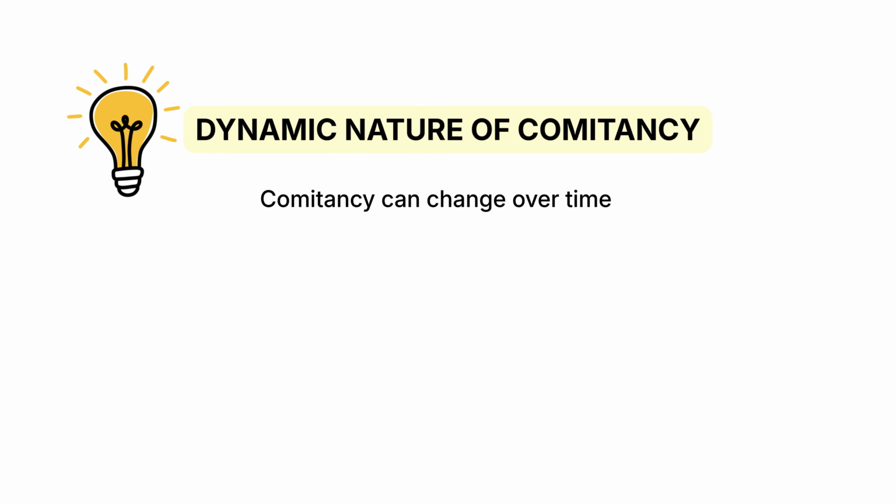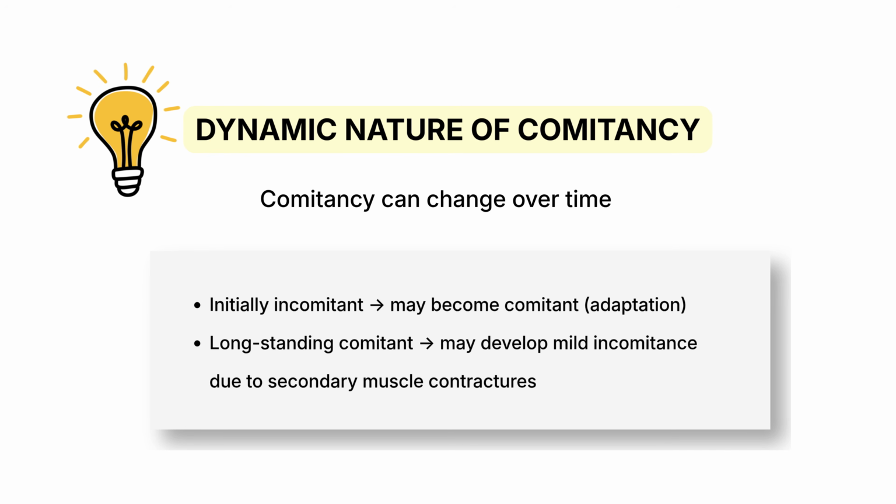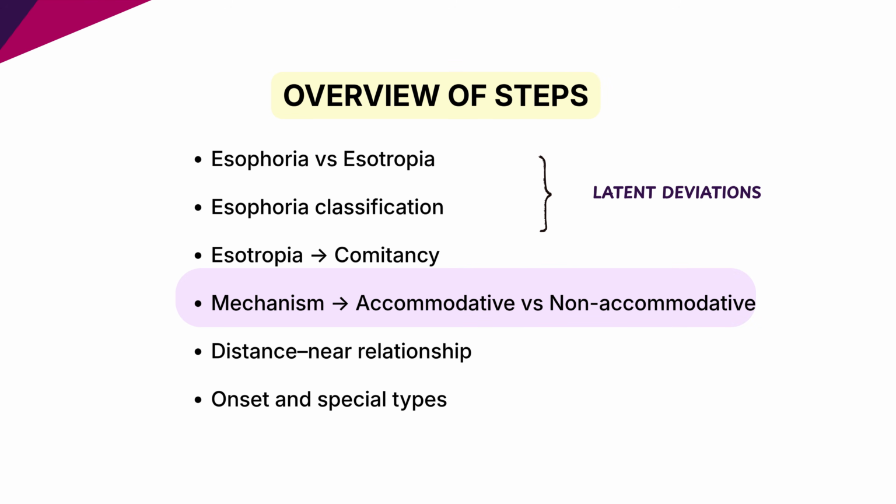Another important point that we must all understand is regarding the dynamic nature of comitancy. Comitancy can change over time. An initial incomitant deviation, such as in a cranial nerve palsy, may become more comitant in later stages due to adaptation. Also, long-standing comitant deviations may show mild incomitance due to secondary muscle changes. So this variation should be considered and remembered during the clinical evaluation.